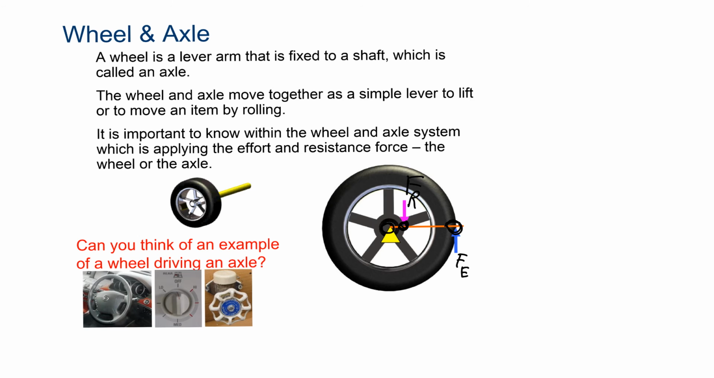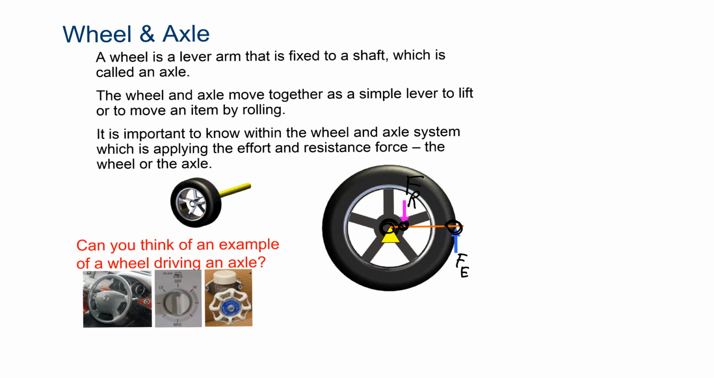Alright, so there are two different types. You can have a wheel driving an axle or an axle driving a wheel. What's an example of a wheel driving an axle? There's like 3 of them right there. Steering wheel in your car. So you have the wheel and the axle is here.